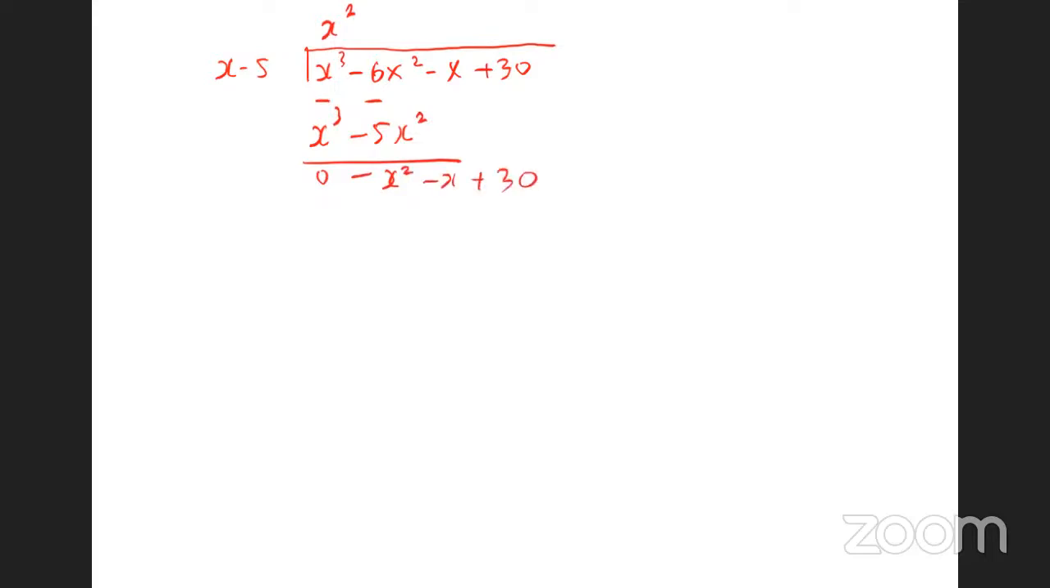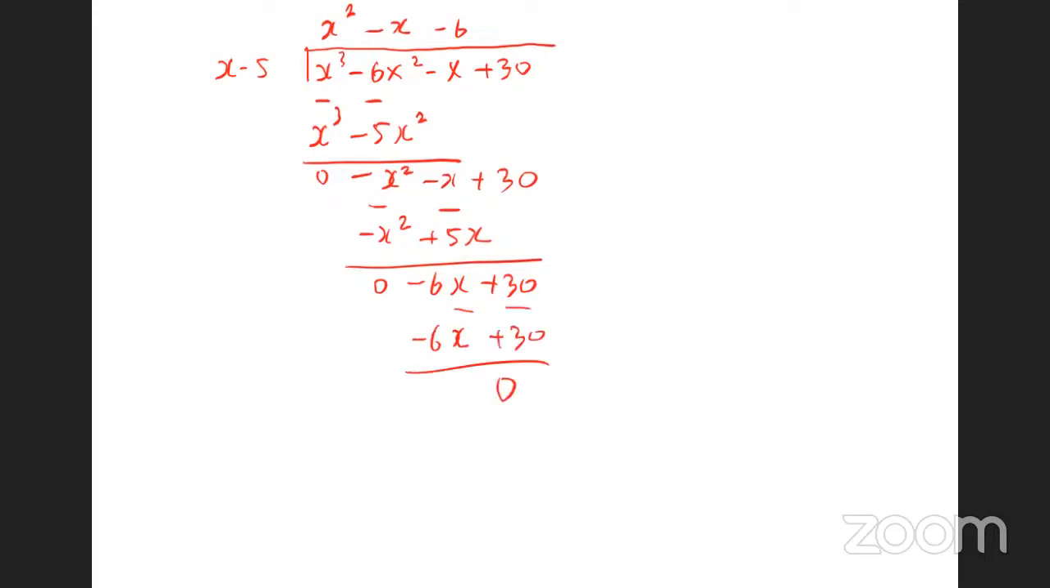x into minus x squared is minus x. Minus x times x, plus 5x. Subtract. This is 0. Minus x minus 5 is minus 6x plus 30. x into minus 6x, sorry, is minus 6. Minus 6 times x plus 30. This is 0, so we did it correctly.